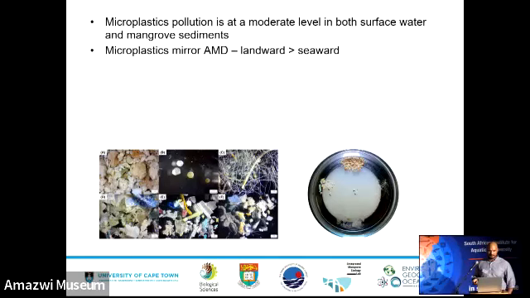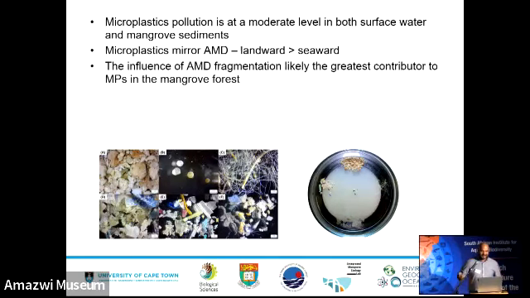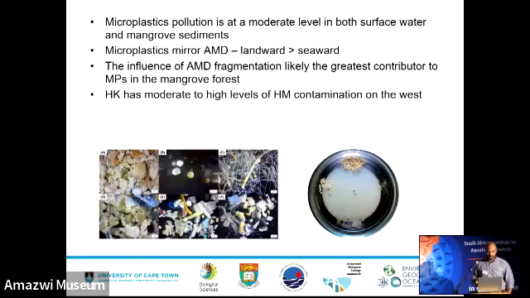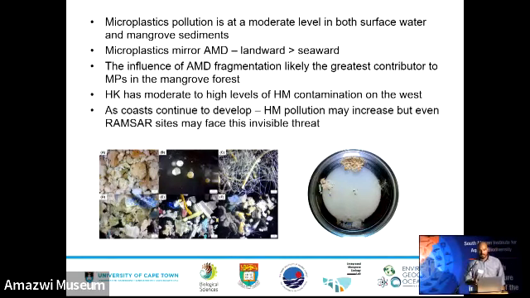What are the impacts? Well, it's the microplastics at the moderate level in both surface water and mangrove sediments, and the microplastics mirror the macroplastics. So it's a very good indicator of microplastics loading. The influence of the macroplastics degrading and fragmenting is likely the greatest contributor. And it has about moderate to high levels of contamination on the west, but luckily not on the east.